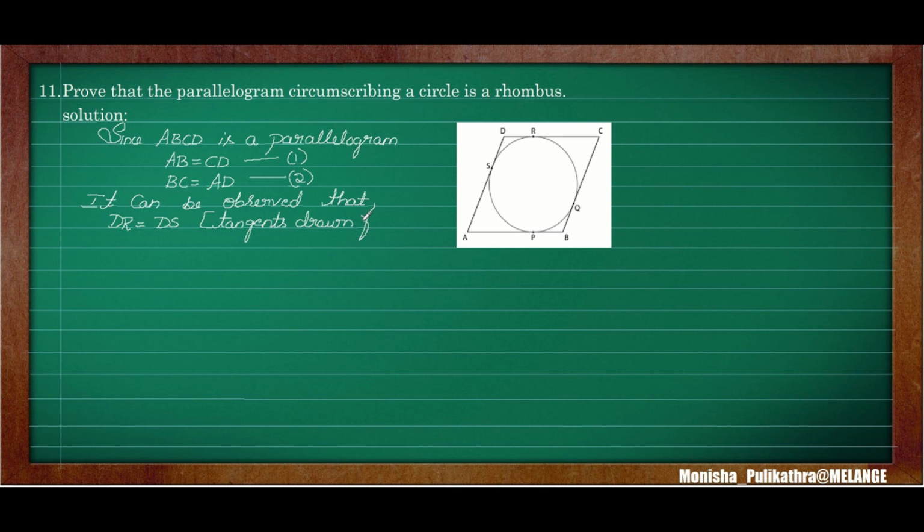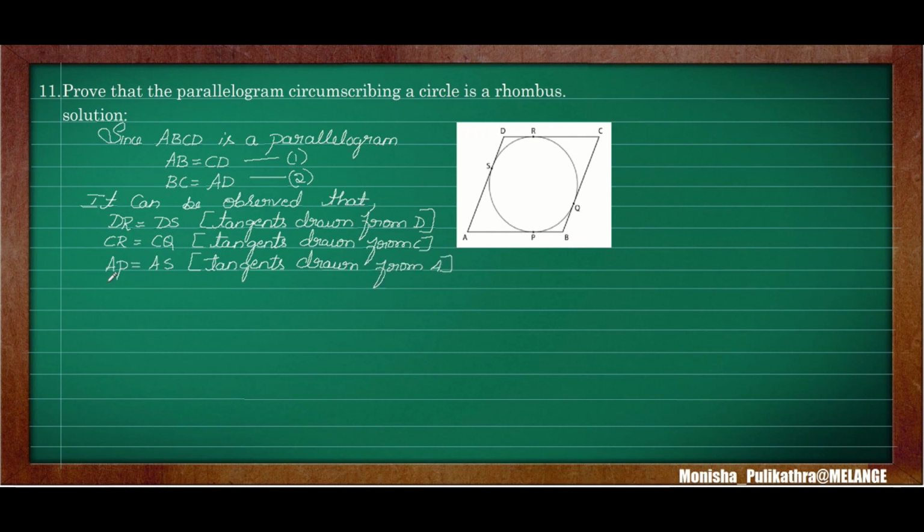So tangents drawn from D. Okay, so next one, CR. So CR is equal to CQ. Here tangents are drawn from point C. So tangents drawn from C. Okay. So next, AP is equal to AS. Here tangents are drawn from point A. So tangents drawn from A.